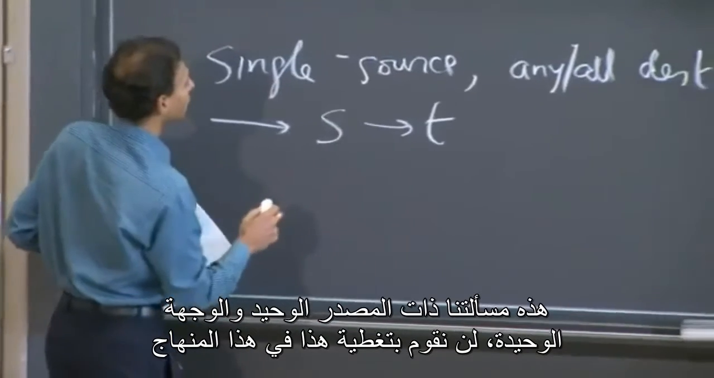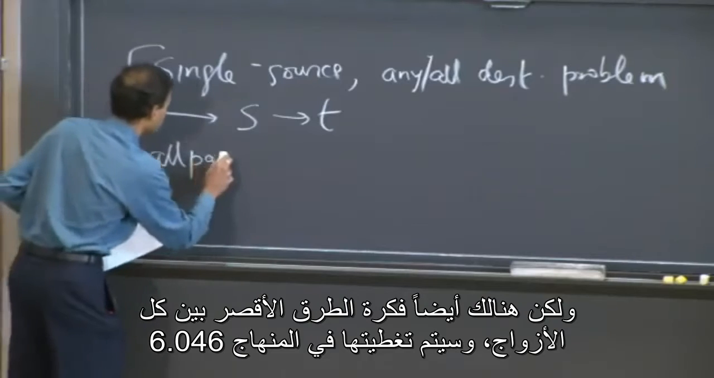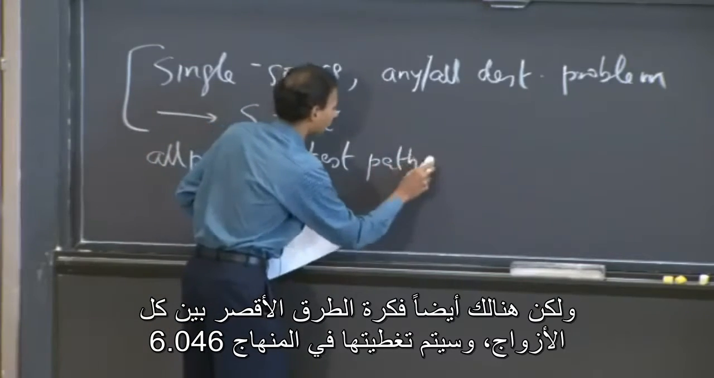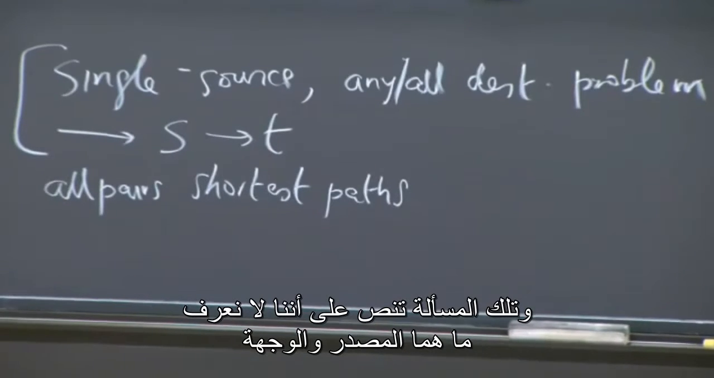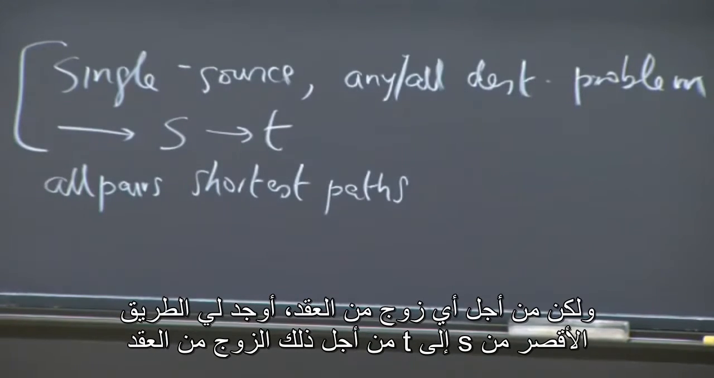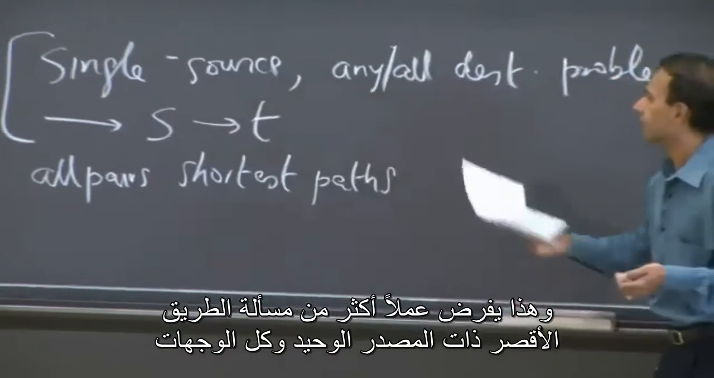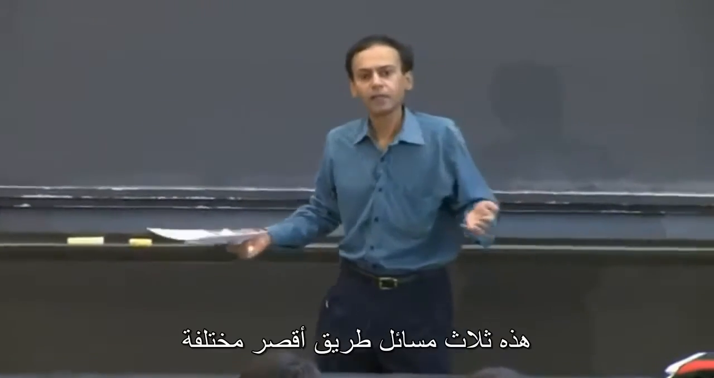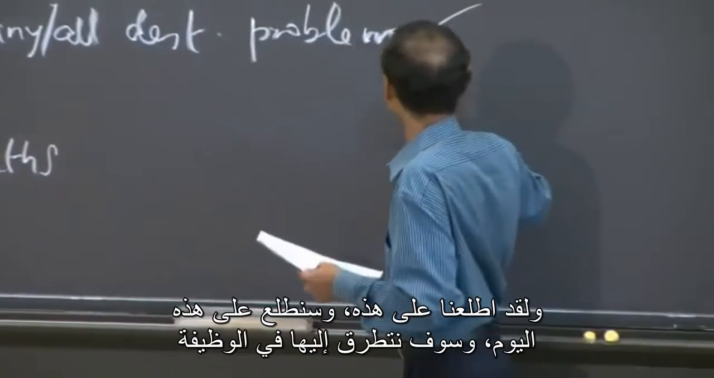So that is our single source, single target problem. We won't cover this in 006, but there's also this notion of all pairs shortest paths, which is something that 6.046 covers, and that says, well, I don't know what the source is, I don't know what the destination is. For any pair of vertices, find me the shortest path from S to T, given that pair. And that, of course, is more work than even the single source all destination problem, because you're varying the source.